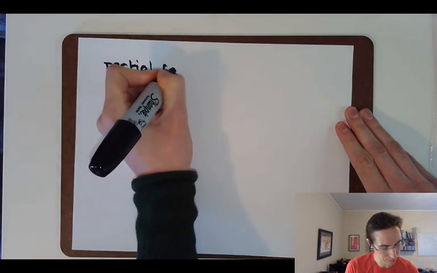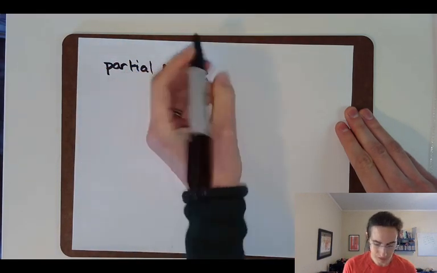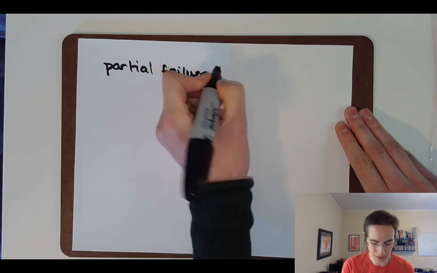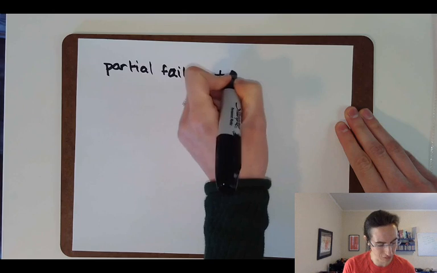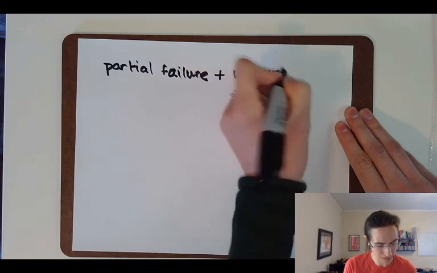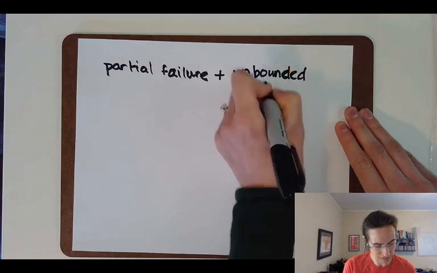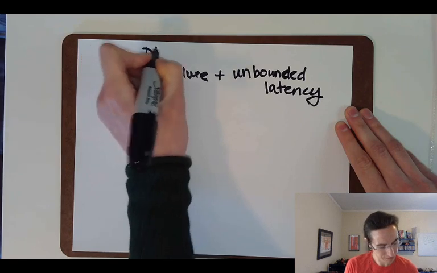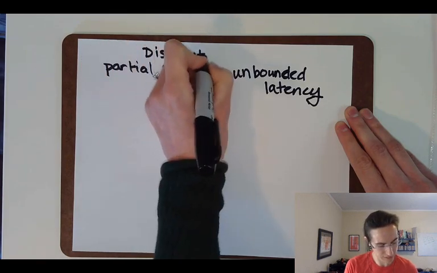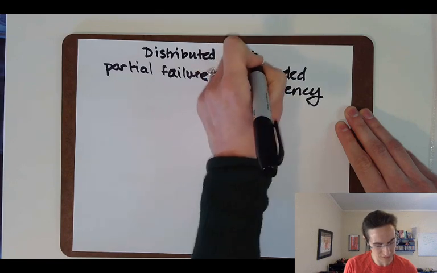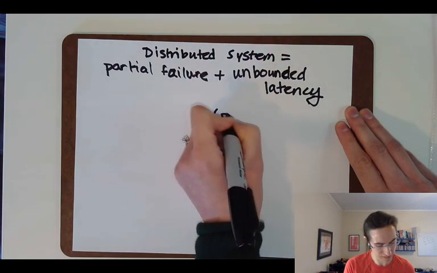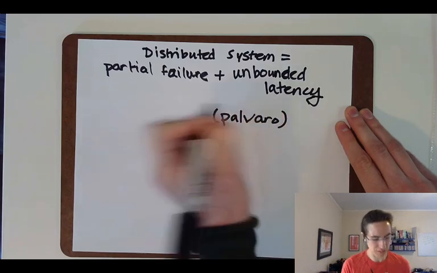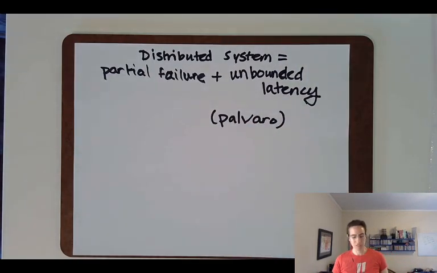Not only does he say that, but this is actually how he defines distributed systems. So this is Peter Alvaro's definition. In distributed systems, we have to deal with both partial failure and unbounded latency, and that's what makes it so hard.